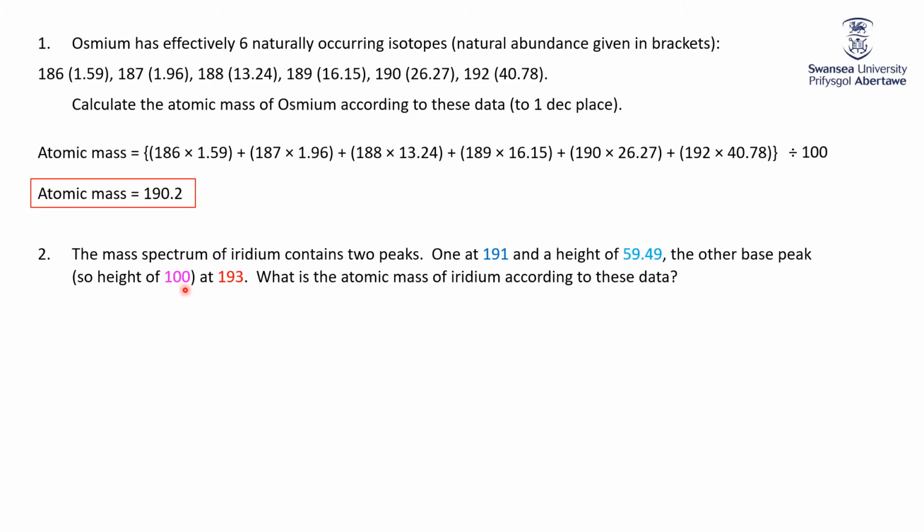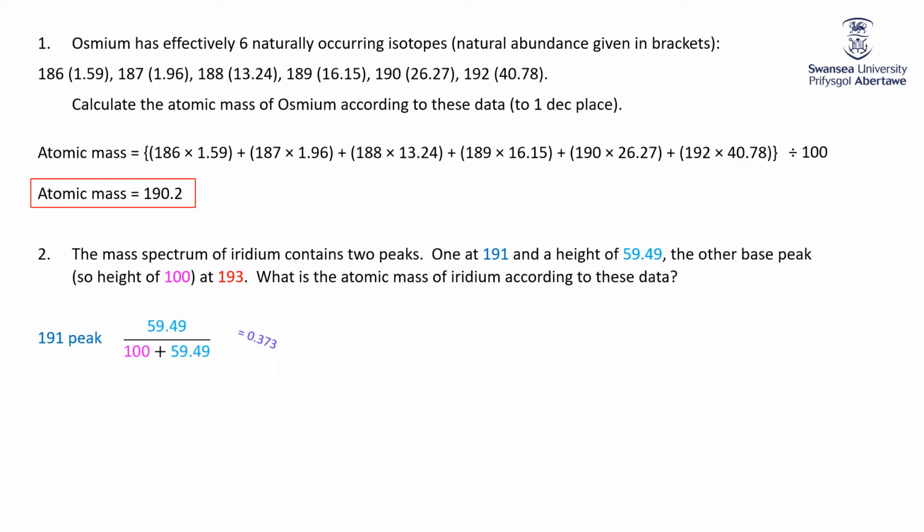Now this is of course the big difference between this question and the first question. First question I gave you straight off the natural abundances. However, in this question here, I give you the relative values, but you got a height of 100 for the base peak, the other one 59.49. Obviously 100 plus 59.49 do not add up to 100%. So we have to determine the natural abundance simply by reducing the 59.49 and the 100 so that they are both percentages and add up to 100.